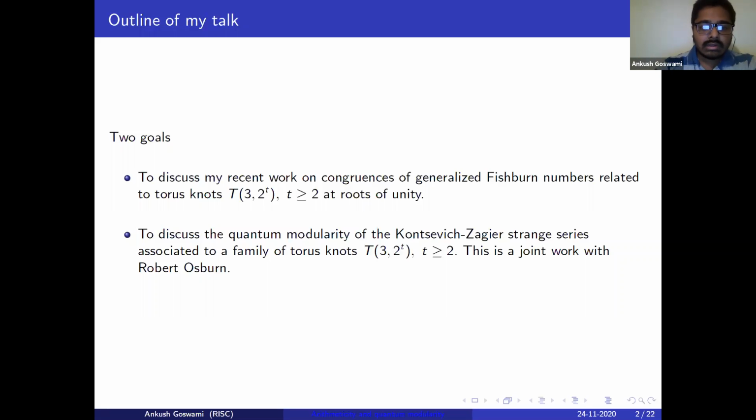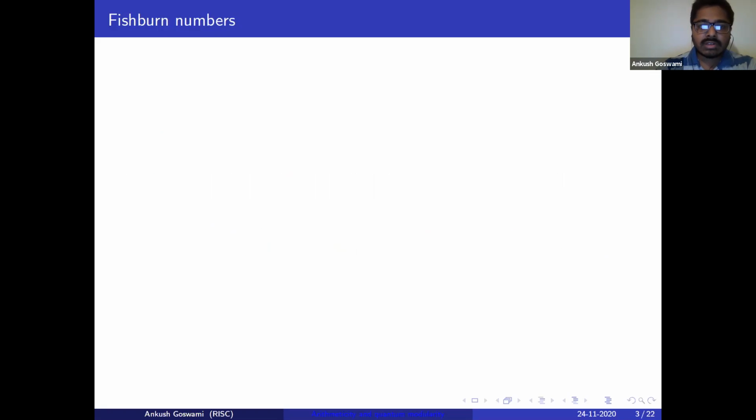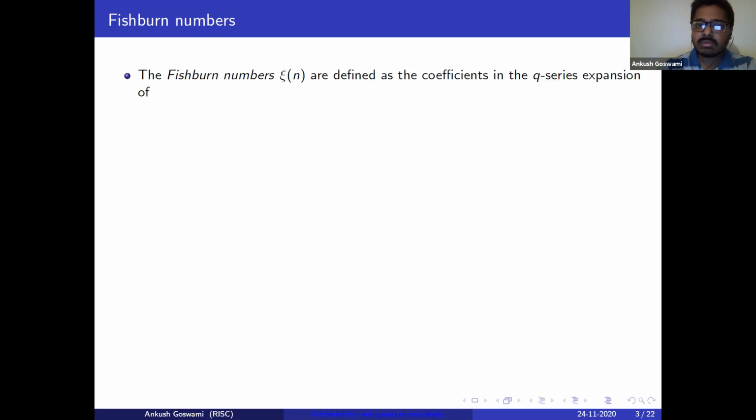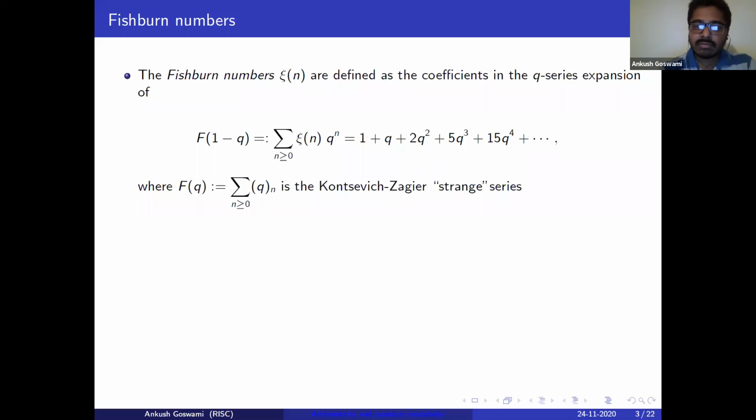Okay, so let me start with the first goal of my talk, which is to discuss my recent work on congruences of these numbers. Let me first introduce the Fishburn numbers. The Fishburn numbers ξ(n) are defined as the coefficients in the q-series expansion of this function F(1-q). And this function F is nothing but the sum of 1 over (q)_n, and this sum runs over all non-negative integers. This is the Kontsevich-Zagier strange series, which I'm going to discuss later in the slides.